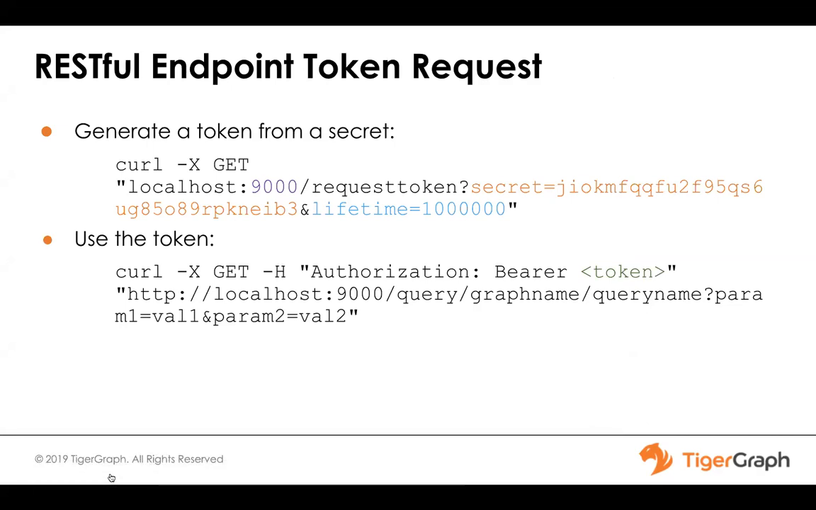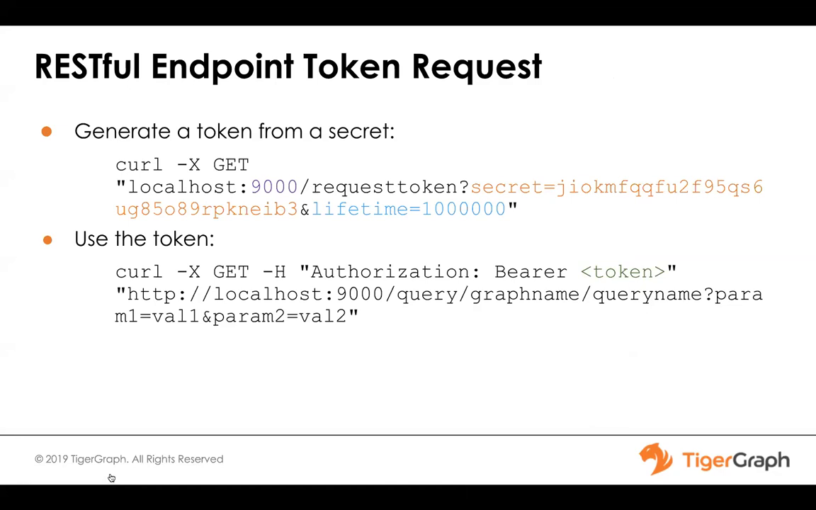Now let's look at the key RESTful API token request commands. First, you use a curl command to generate a token from a secret. 9000 is the RESTful port, and the secret is generated from the admin portal, as I already showed earlier in the screenshot. And lifetime here is the lifetime for the token in seconds.